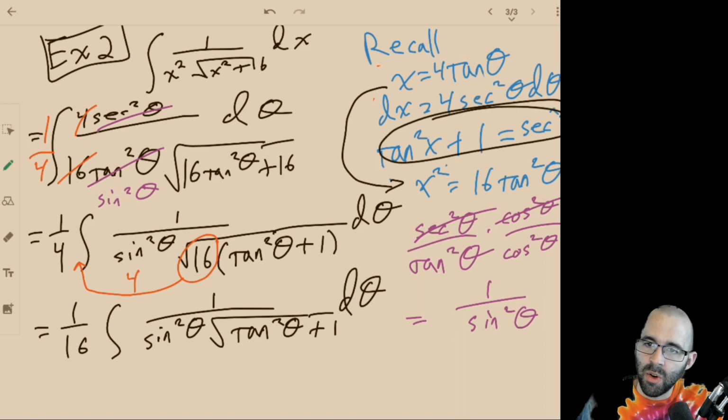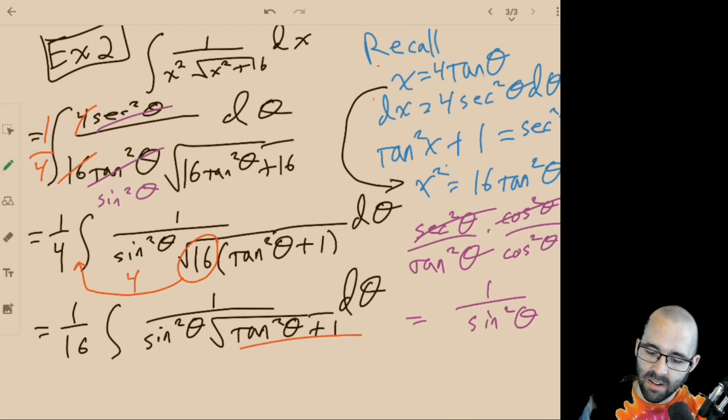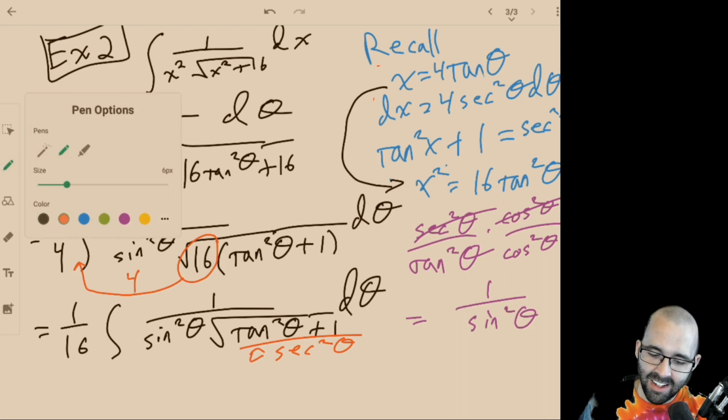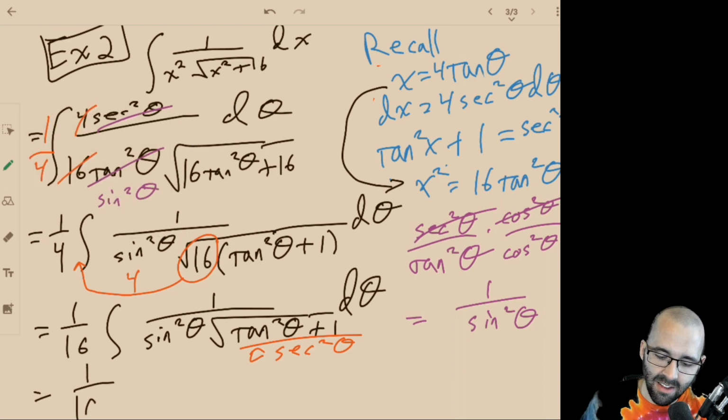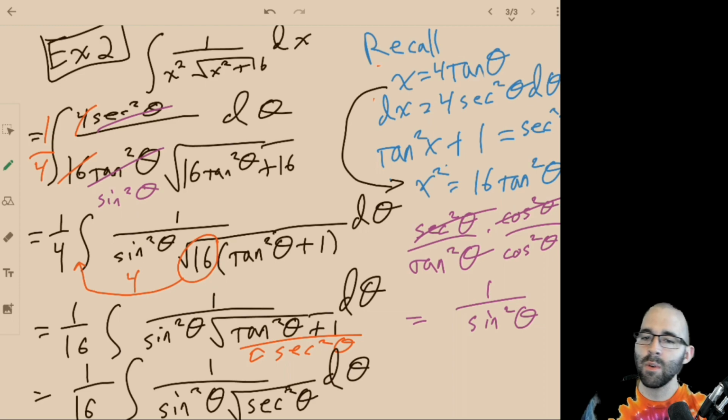Because what do we got up here? Tangent squared of x plus 1 is secant squared. Which means, what do we have in here? We have tangent squared of theta plus 1. That's going to be secant squared of theta. Right there. We got some even nicer stuff. 1/16 integral of 1 divided by sine squared of theta times the square root of secant squared of theta d theta. Oh, the square root of something squared? It's nice.